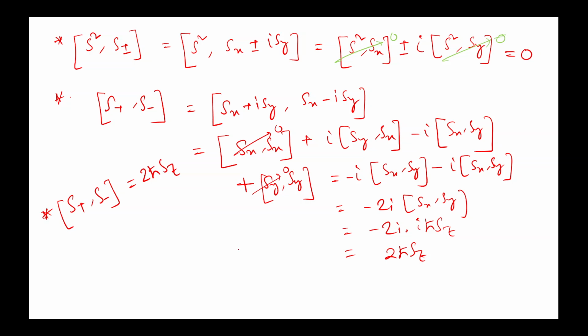And there are two more things that will be required in the derivation, that is your Sz and S plus minus. Okay, so you can write this as Sz with Sx plus minus i Sy.